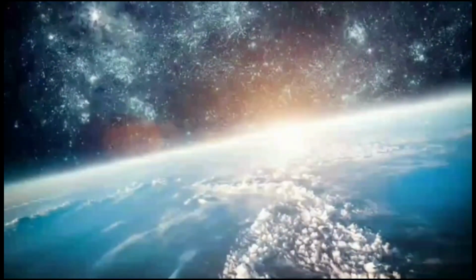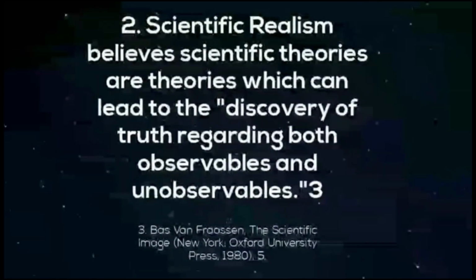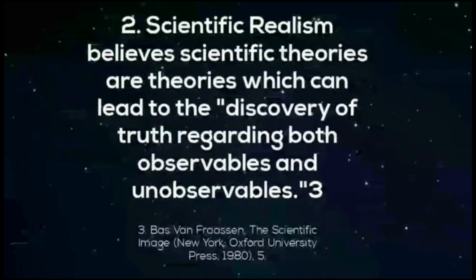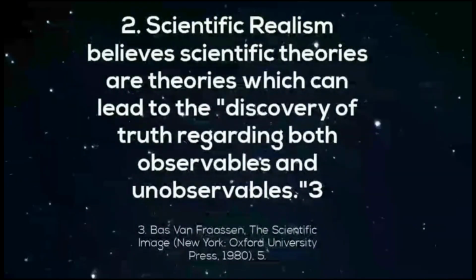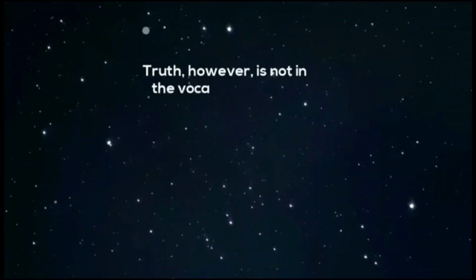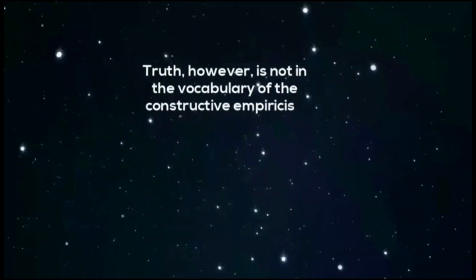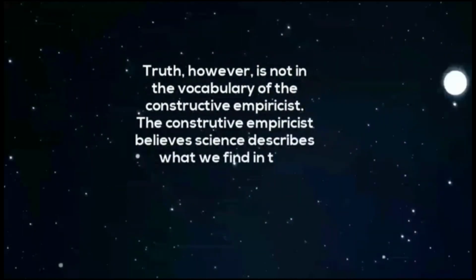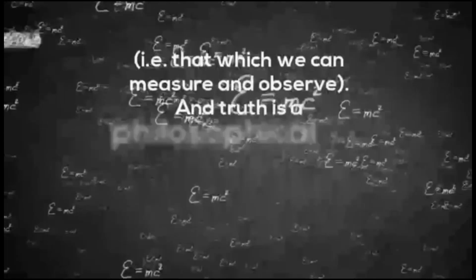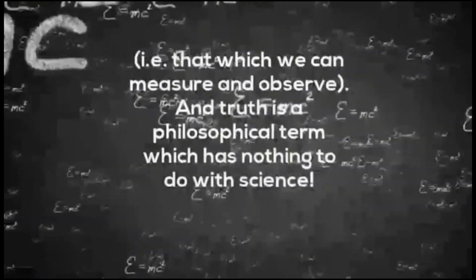Point number 2. Scientific realism believes scientific theories can lead to the discovery of truth regarding both observables and unobservables. Truth, however, is not in the vocabulary of the constructive empiricist. The constructive empiricist believes science describes what we find in the observable realm, that is, that which we can measure and observe. Truth is a philosophical term which has nothing to do with science.